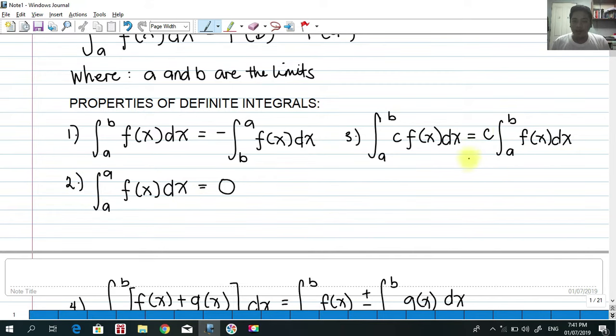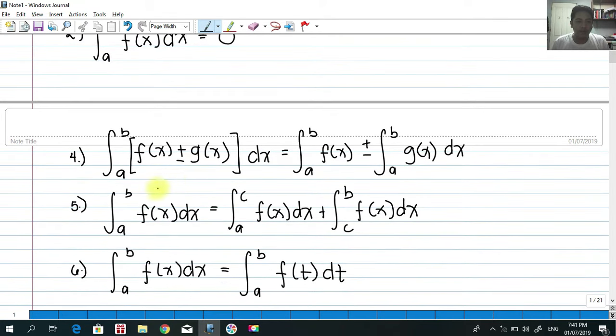For number 3, we have the integral of c f of x dx where c is any constant. Using the property, we can factor out the constant c and evaluate the integral of f of x dx from a to b. So these are the three properties. For number 4, we have the addition and subtraction property. If we have two functions that we're going to integrate, separated by an addition or subtraction, we can decompose it in this equation.